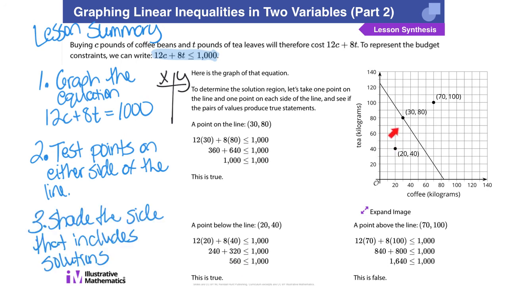So now we know that the solutions are going to be on this side of the line in this example, and so we will shade that side. So shade the side of the line that includes the solution, showing that any point in that area is going to make the inequality true.